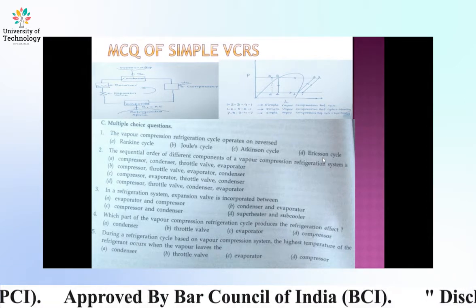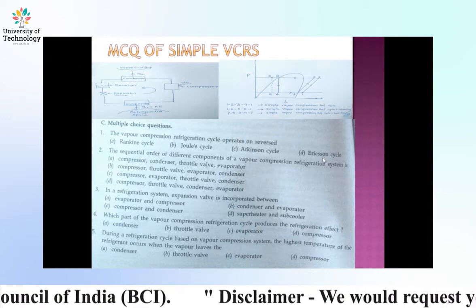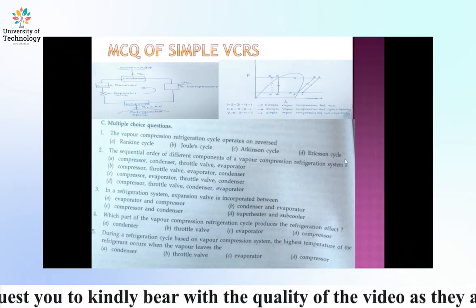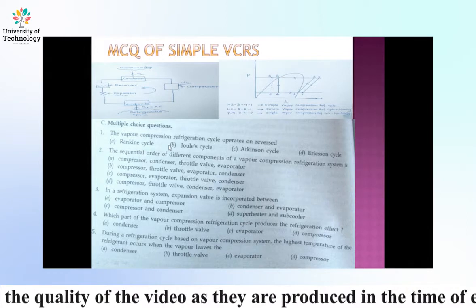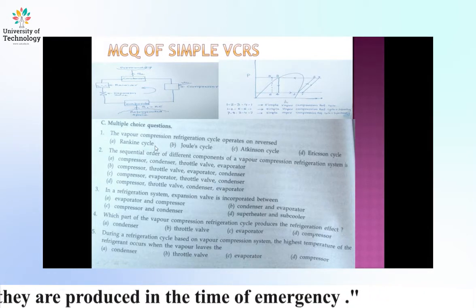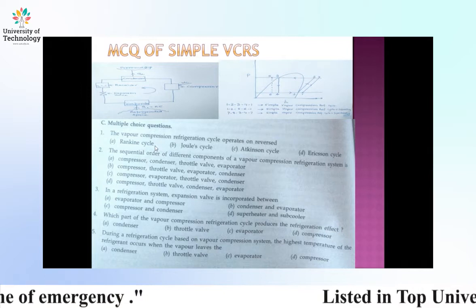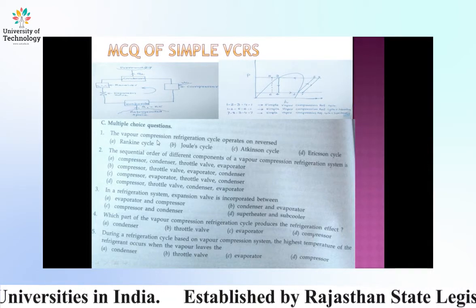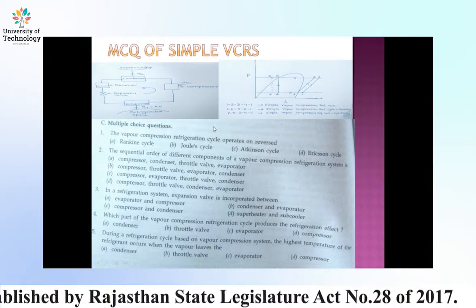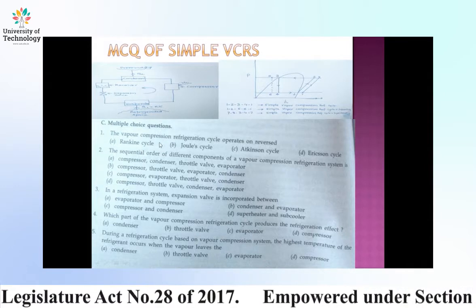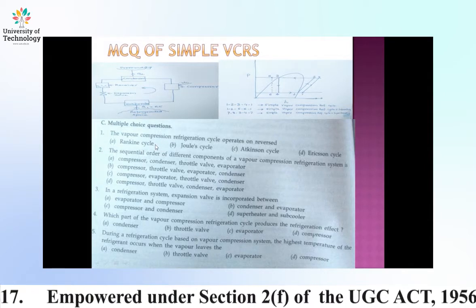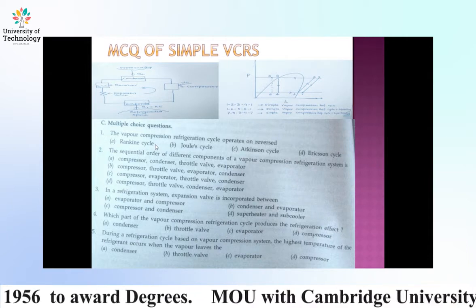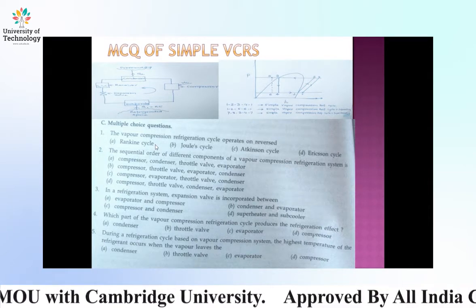So the cycle which is very close to this vapor compression refrigeration cycle is Rankine cycle. But in actual case, it is not the same, because in vapor compression system there is an isoenthalpic process, but in Rankine cycle there is no isoenthalpic process. So it is very close to this answer. So the appropriate answer for this question is Rankine cycle. So the vapor compression refrigeration cycle operates on reversed Rankine cycle.